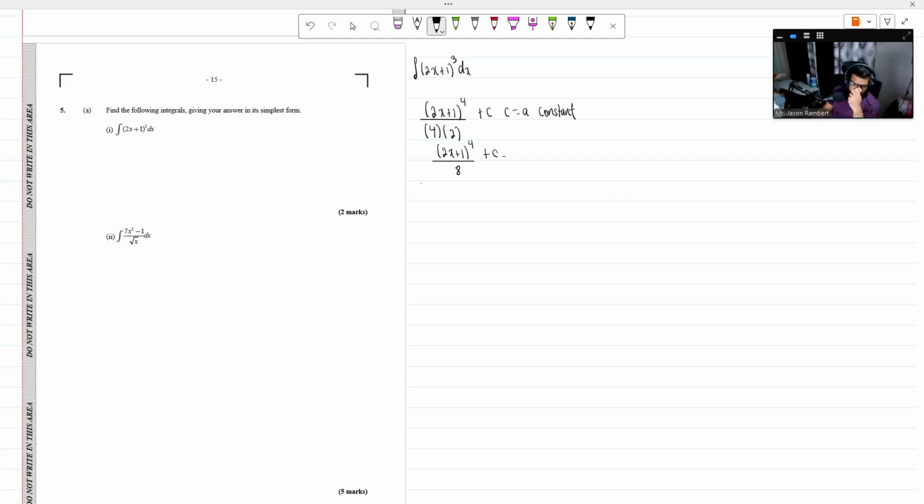Next one. All right, next one, we go ahead and separate it out. So we have the integral of 7x cubed minus 1 all over root x dx. This is equal to the integral of 7x cubed divided by root x, which is x to the half, take away 1 divided by root x, which is x to the half, dx. Using my laws of indices, this is going to be the integral of 7x to the power 3 take away a half, take away x to the power minus a half, dx.